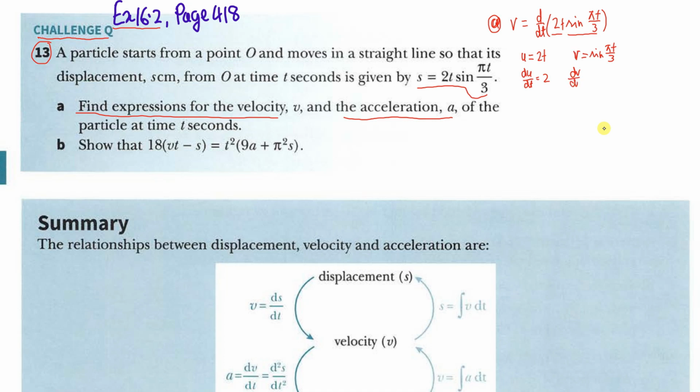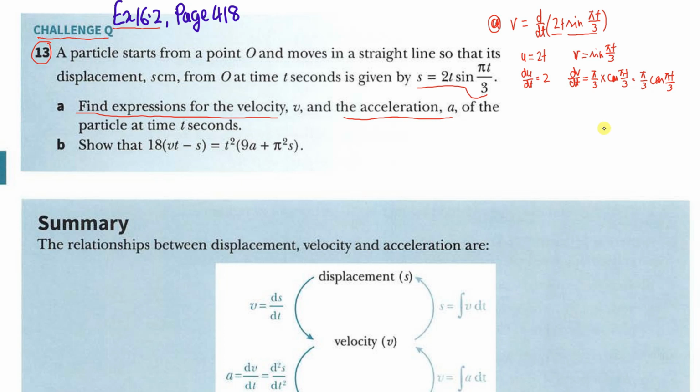dv by dt equals: we have to differentiate sine, which gives us a constant multiplication, pi by 3. Then if we differentiate sine, it gives us cos pi t by 3. So our final answer would be pi by 3 cos pi t by 3. From there we got that one.